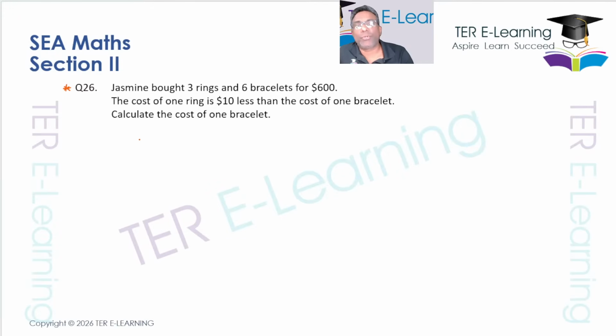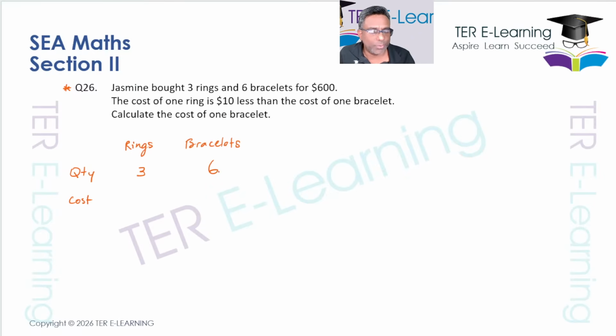So Jasmine bought 3 rings and 6 bracelets. So we have rings and bracelets. If we do a question like this, I normally write quantity and cost here. She bought 3 rings and 6 bracelets, so let's put that here. We have 3 rings and 6 bracelets. Now let's look at the cost. The cost of the ring is $10 less than the cost of 1 bracelet.